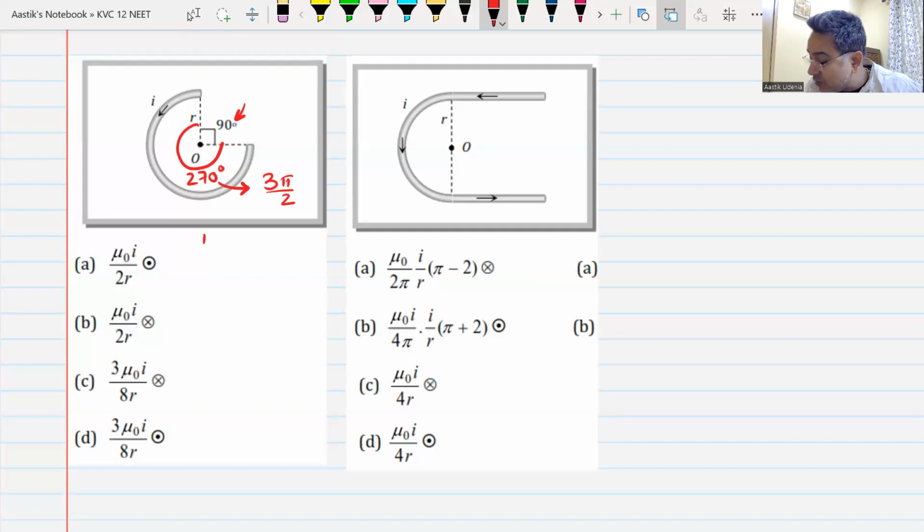So we just apply the formula. B will be equal to mu naught I by 4 pi r multiplied by 3 pi by 2. Pi and pi getting cancelled. So your answer will be 3 mu naught I by 4r. You just have to see the direction of current to find out the direction of magnetic field. The current is moving in the anti-clockwise sense here. So the direction of field is pointing towards me, and therefore the correct option is option D.